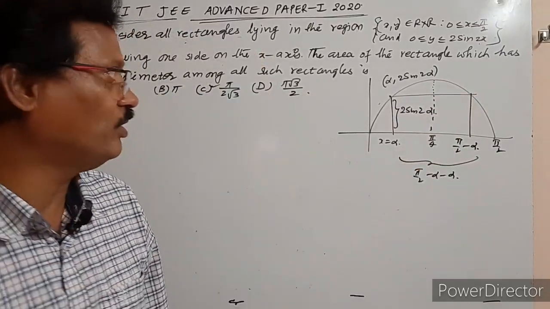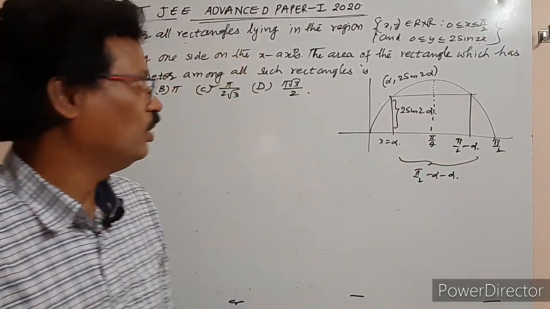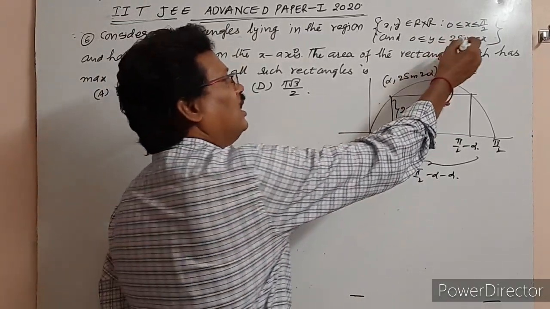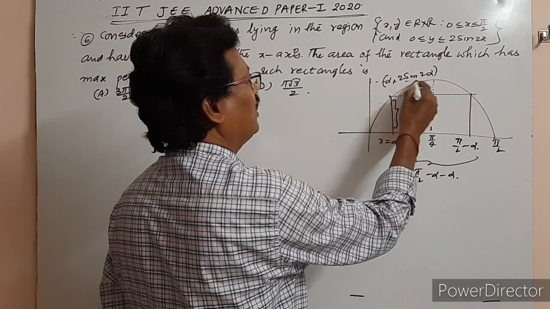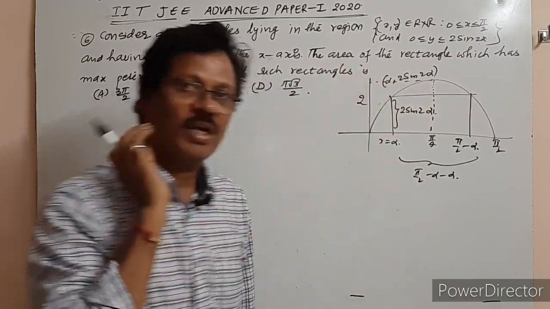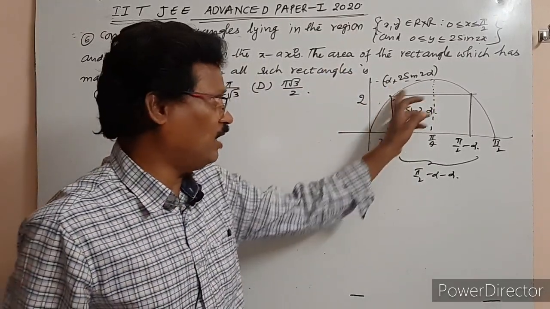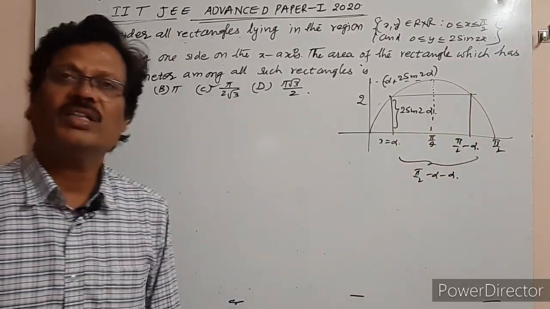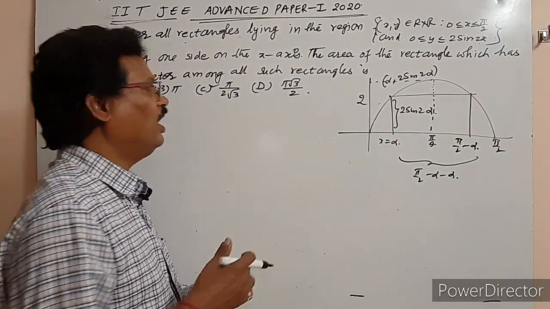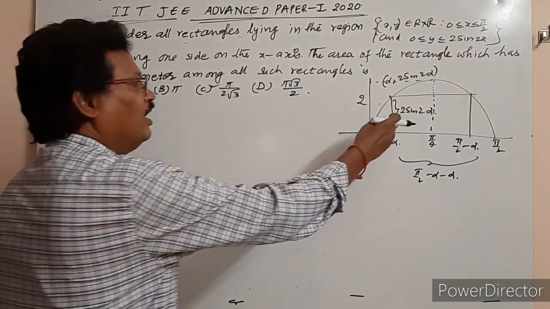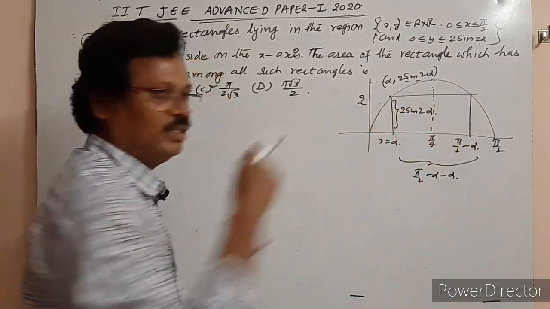If I write pi by 4, that will be 2 into sin, 2 into pi by 4, that is 1, so 2. Therefore this maximum is 2. Now we have drawn the graph of 2 sin 2x. Now let us see this rectangle. I am drawing one rectangle.